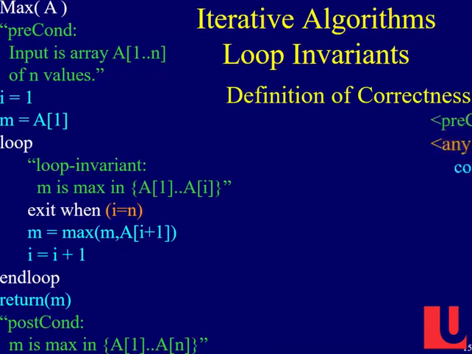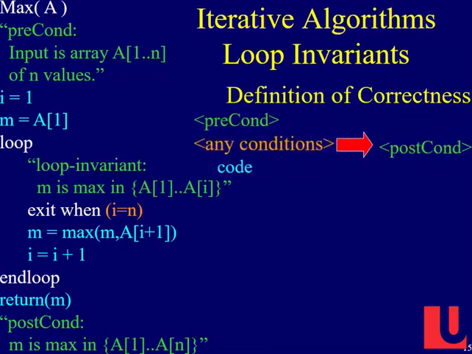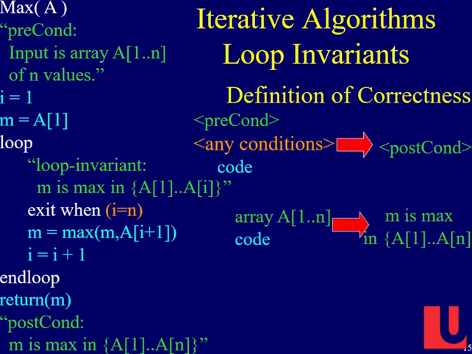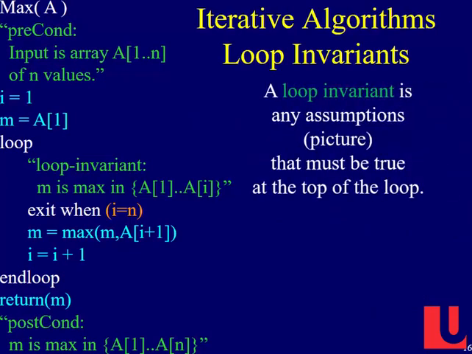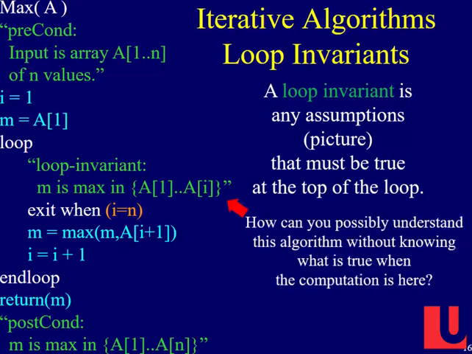All right, so the definition of correctness is: we want to say that if the precondition is true, and you execute the code, then in the end the postcondition will be true. So in this case, we have an array, we execute the code, we get the maximum. How do you prove this? The loop invariant is the picture. I told you already, at the top of the loop.